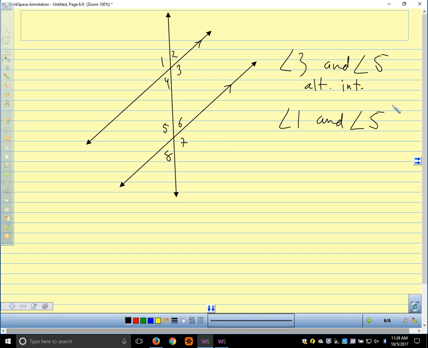So what you can do is look at these angles and match them up with how they're situated on your graphic organizer, if that helps you. Well, they're definitely on the same side. 1 and 5 are on the same side, but one's inside and one's outside. Corresponding. Those are corresponding angles.